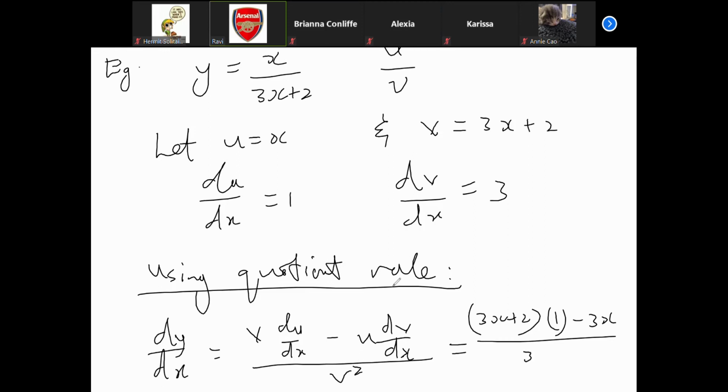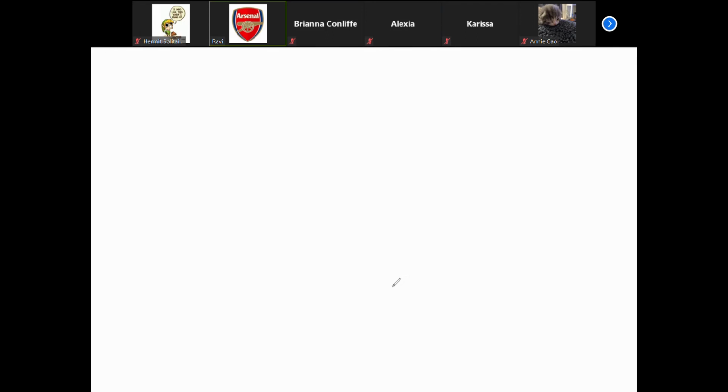3x plus 2 squared. This is just some revision from last time. All right. So what is 3x plus 2 by 1 minus 3x? In other words, what's the numerator here going to boil down to? Well, the numerator boils down to maybe 3x plus 2 minus 3x, which is just 2 over 3x plus 2 squared. So we're going to get a dy dx. And that's what the question asked me to show, right?